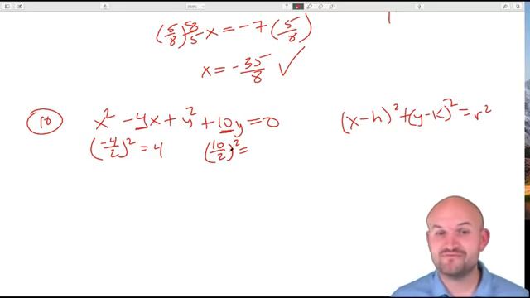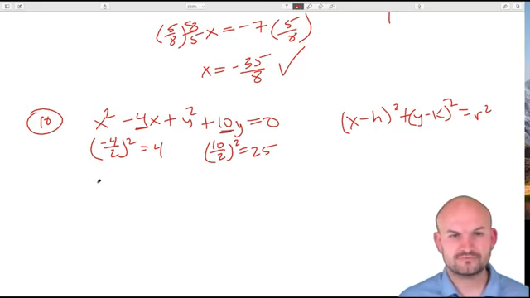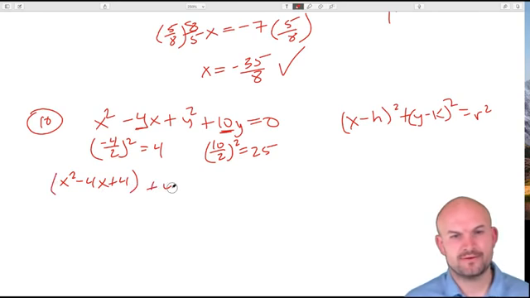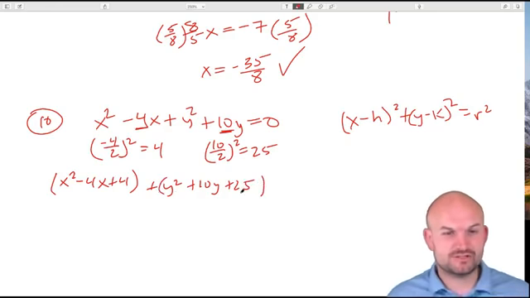10 divided by 2 is 5. 5 squared is 25. All right, so I'm going to add these numbers on there. I'm going to put them inside parentheses. Plus y squared plus 10y plus 25. I'm going to put that in parentheses. I have now just created perfect square trinomials.